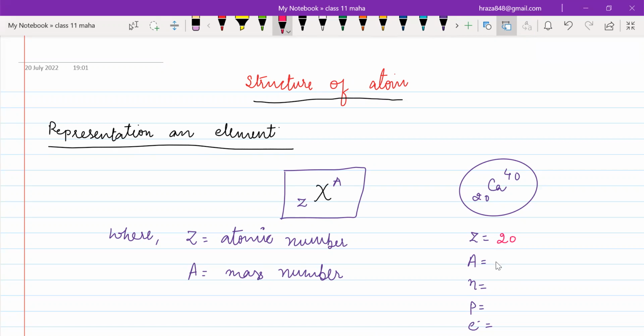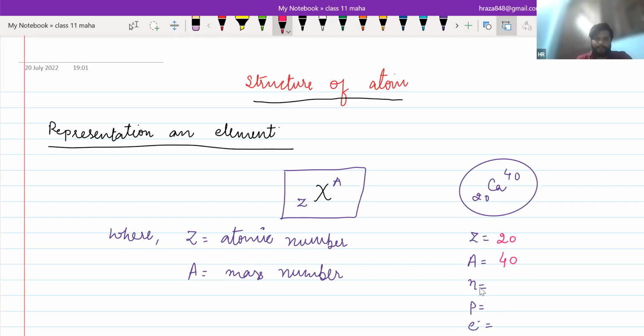Can you tell me the mass number? I don't know mass. Oh yes, 40. Can you tell me the number of neutron? Do you know what is neutron, and where does it present in an atom? In the nucleus? Nucleus, very good. So please let me know the number of neutron in this atom. 1. Not 1.